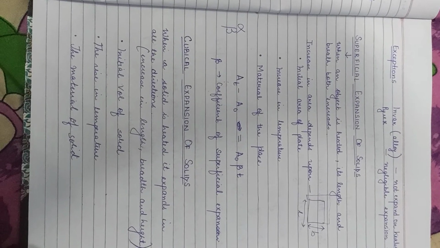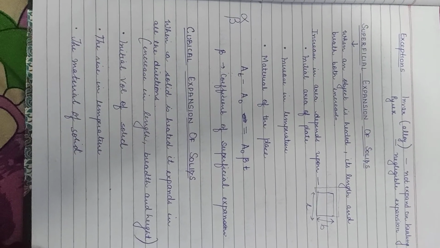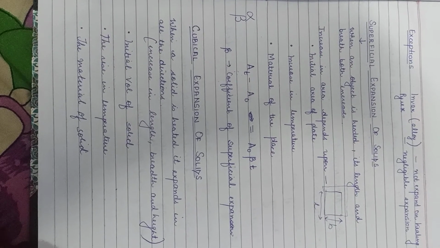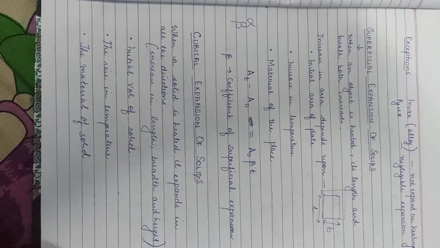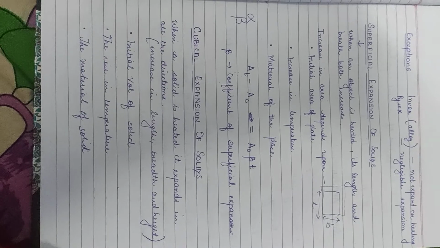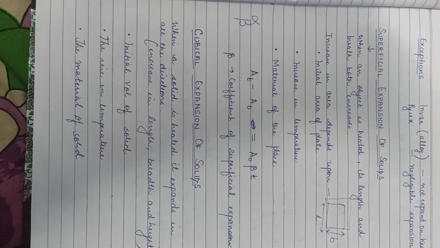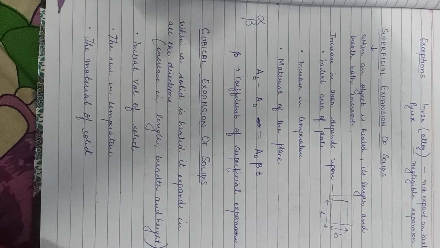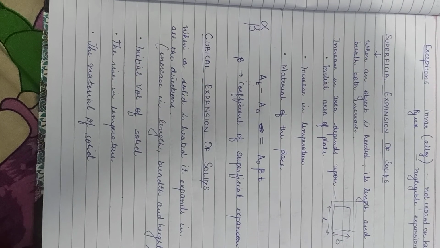So I am just summarizing that we are having three factors for the three cases of expansion. What are those three expansions? Linear expansion, superficial expansion, and cubical expansion. Linear expansion is the lengthwise increase, superficial expansion is area increase, cubical expansion is volume increase. All three depend upon three factors: the original length, in superficial the original area, in cubical the original volume; the increase in temperature in all three cases; and the material of the object in all three cases.